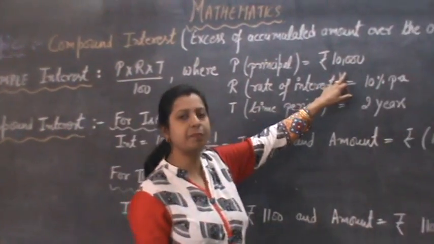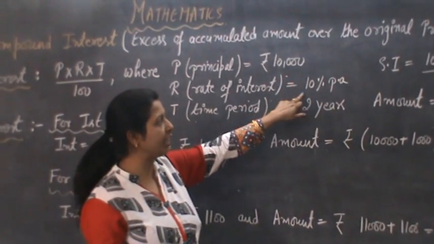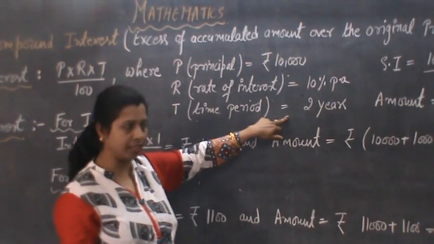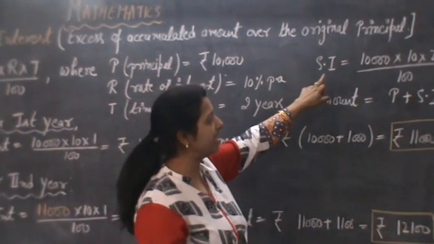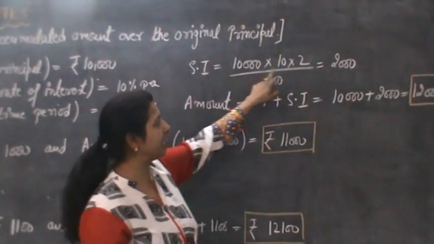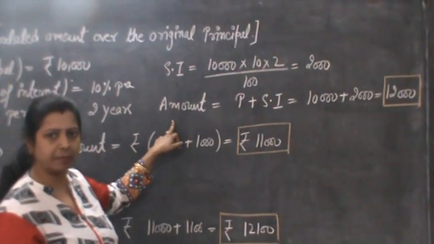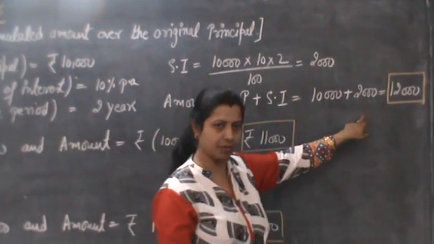This will be clear to you by way of an example. Say our principal is rupees 10,000, rate of interest 10% per annum and time period is 2 years. In that case, the simple interest for that period becomes 2,000. And if we add the simple interest to the principal, the amount becomes 12,000.